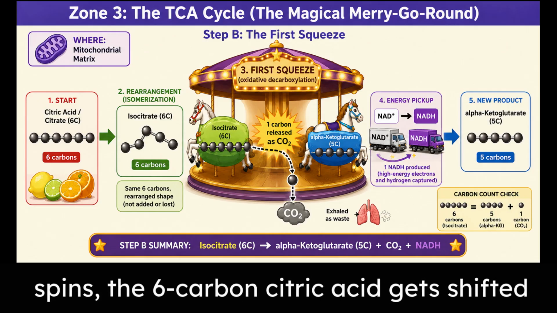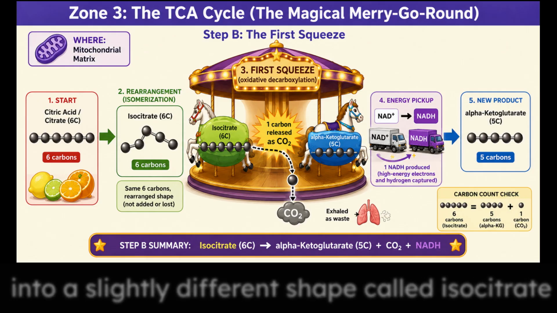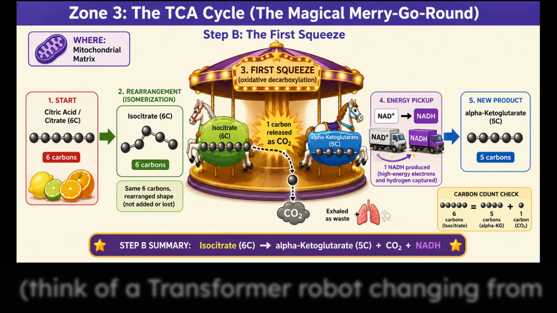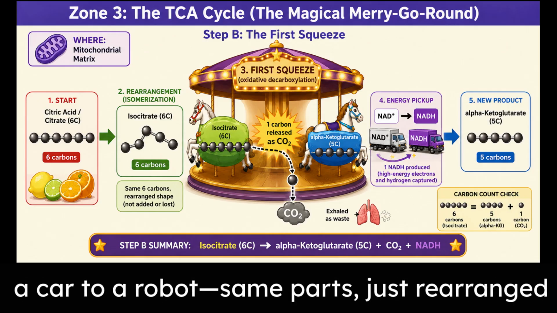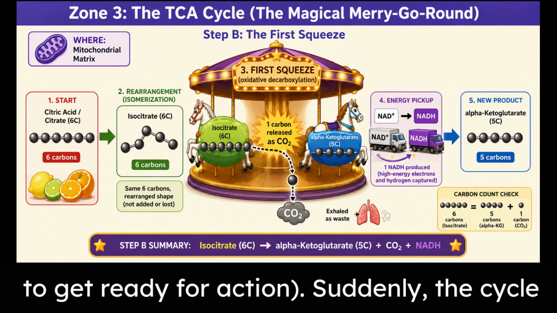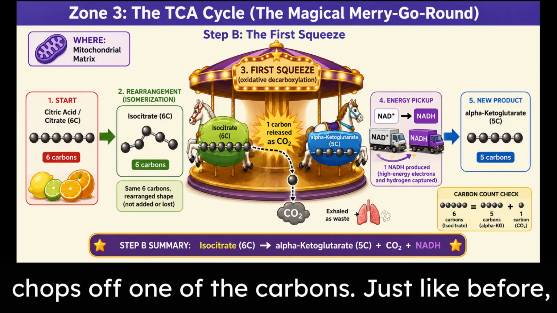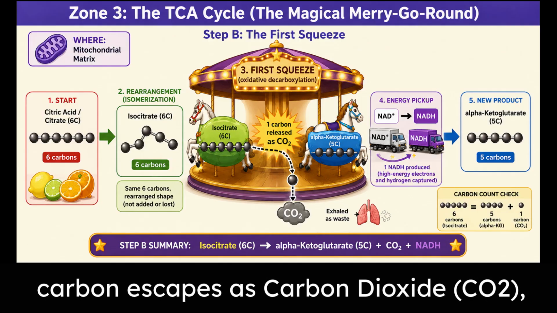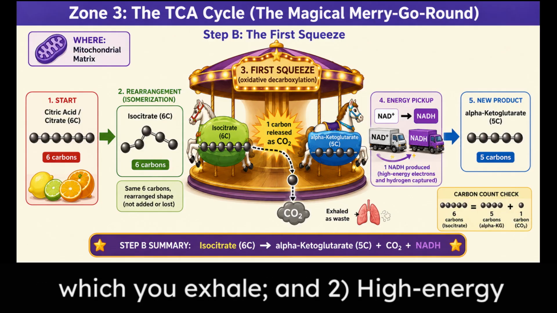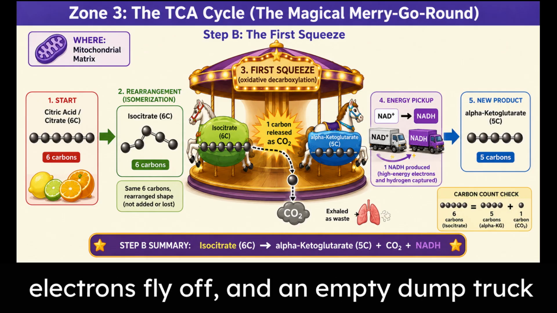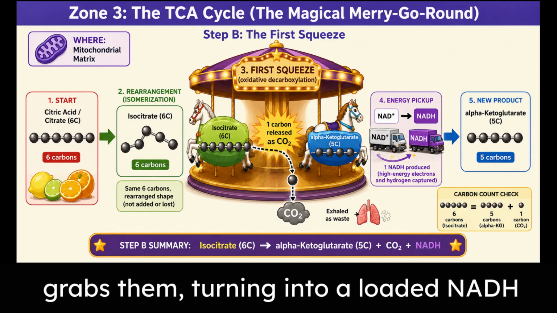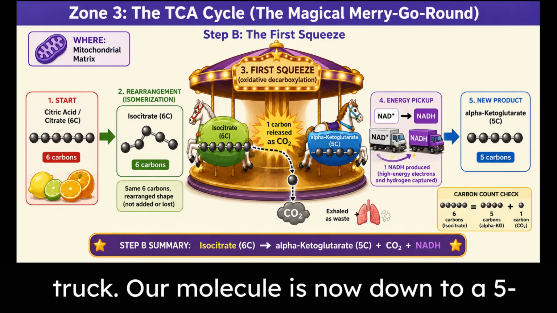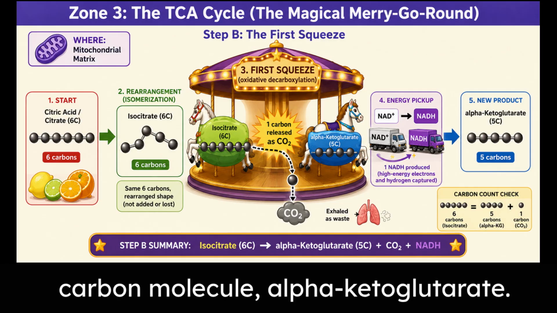Step B. The first squeeze, releasing exhaust and filling trucks. As the merry-go-round spins, the 6-carbon citric acid gets shifted into a slightly different shape called isocitrate. Think of a transformer robot changing from a car to a robot. Same parts, just rearranged to get ready for action. Suddenly, the cycle chops off one of the carbons. Just like before, 2 things happen. 1. The chopped carbon escapes as carbon dioxide, CO2, which you exhale. And 2. High-energy electrons fly off, and an empty dump truck grabs them, turning into a loaded NADH truck. Our molecule is now down to a 5-carbon molecule, alpha-ketoglutarate.